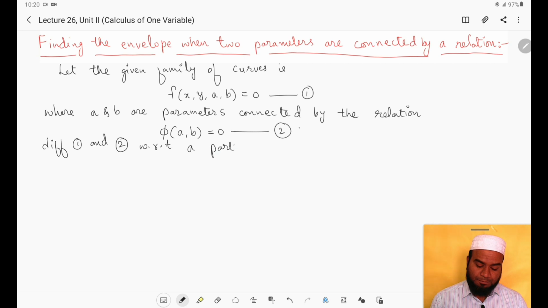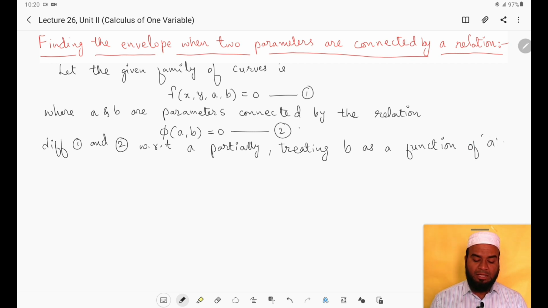partially, treating b as a function of a. What we are doing here is differentiating 1 and 2 with respect to a, and at the same time simultaneously we consider b as a function of a.